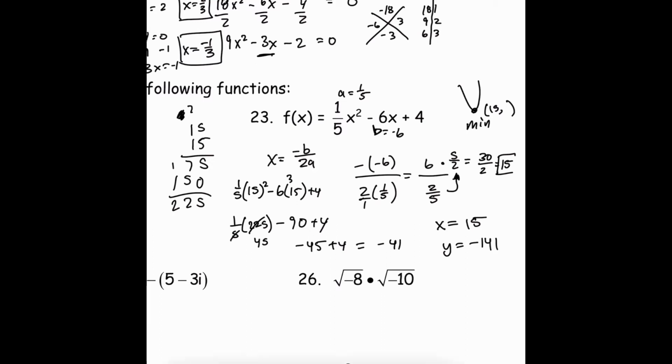Why did I put 144? I don't know. So negative 41. Right, so the min value is negative 41, and it occurs when x is equal to 15.